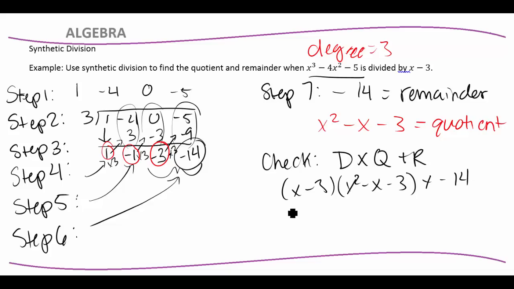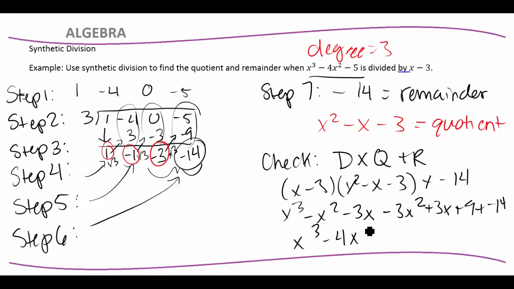When we FOIL this, we get x cubed minus x squared minus 3x minus 3x squared plus 3x plus 9 plus a negative 14. And then when we combine like terms and simplify, we get x cubed minus 4x squared minus 5. Now, does this match our dividend above? Yes, it does. So we have successfully done synthetic division.